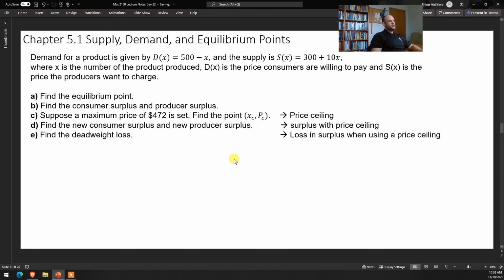Now let's introduce a new idea. We will compute the consumer and producer surplus once we find the equilibrium point, but then we will also consider a maximum price or a price ceiling. This is a maximum price that we're allowed to set for either curve. And then we'll find the corresponding points on the curve corresponding to this maximum price. With that, we will be able to find the new consumer and new producer surplus, which is the surplus with a price ceiling, and then find the deadweight loss.